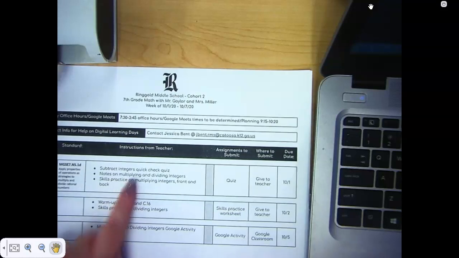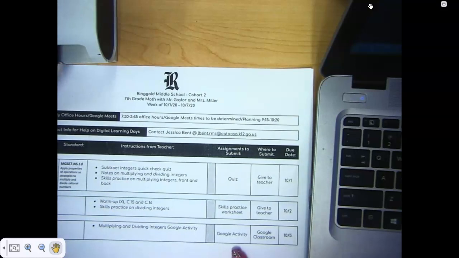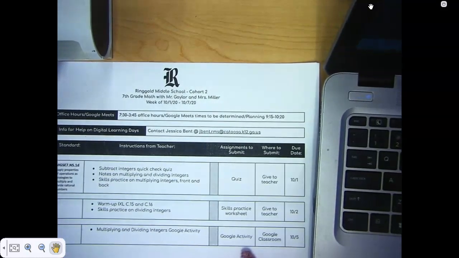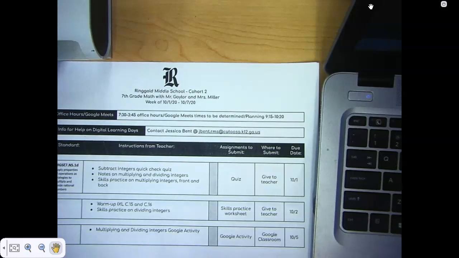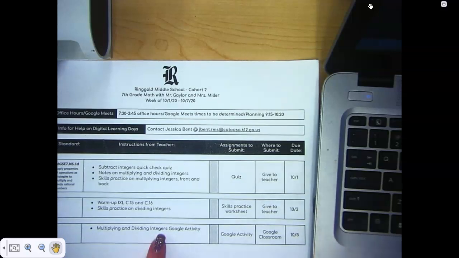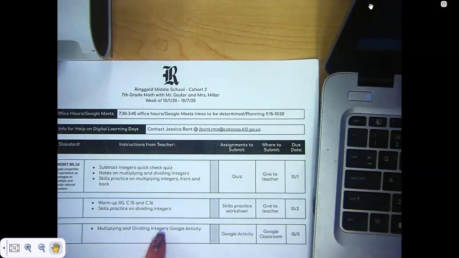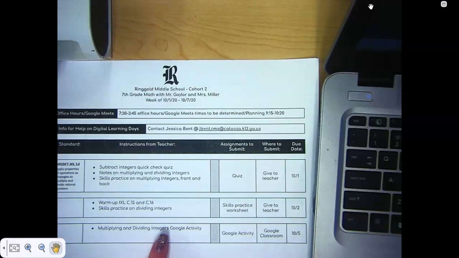Today we're going to take some notes on multiplying and dividing integers, and then we're going to work on a skills practice on multiplying integers. Tomorrow you will have a skills practice on dividing integers. At home on Monday, you will have a Google Slides activity in your Google Classroom, so there won't be anything for you to take home. You'll just check your Google Classroom on Monday and you'll see the assignment there.